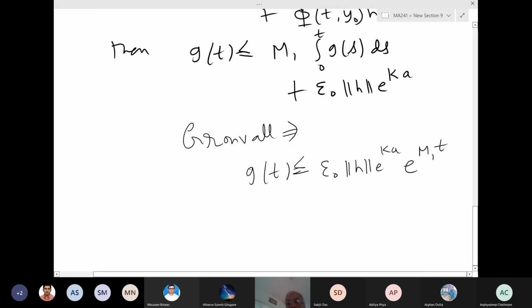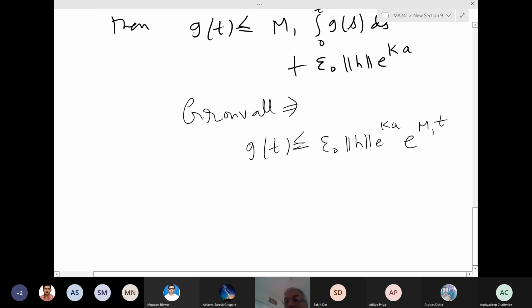So how has all this helped us? Ultimately, at the end of the day, t is anyway going to be less than or equal to a, so this is less than or equal to e to the ka, e to the M1 a. So I do that.